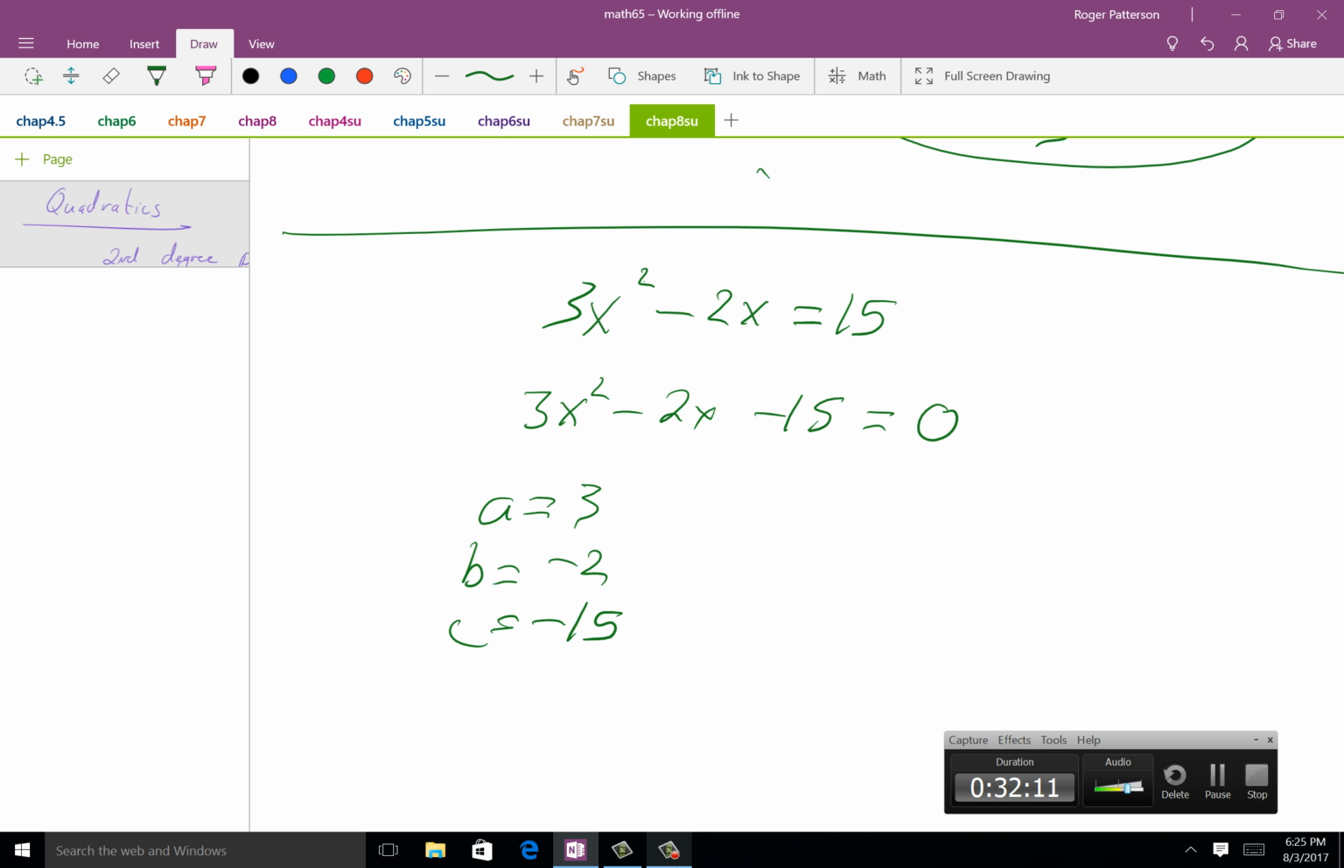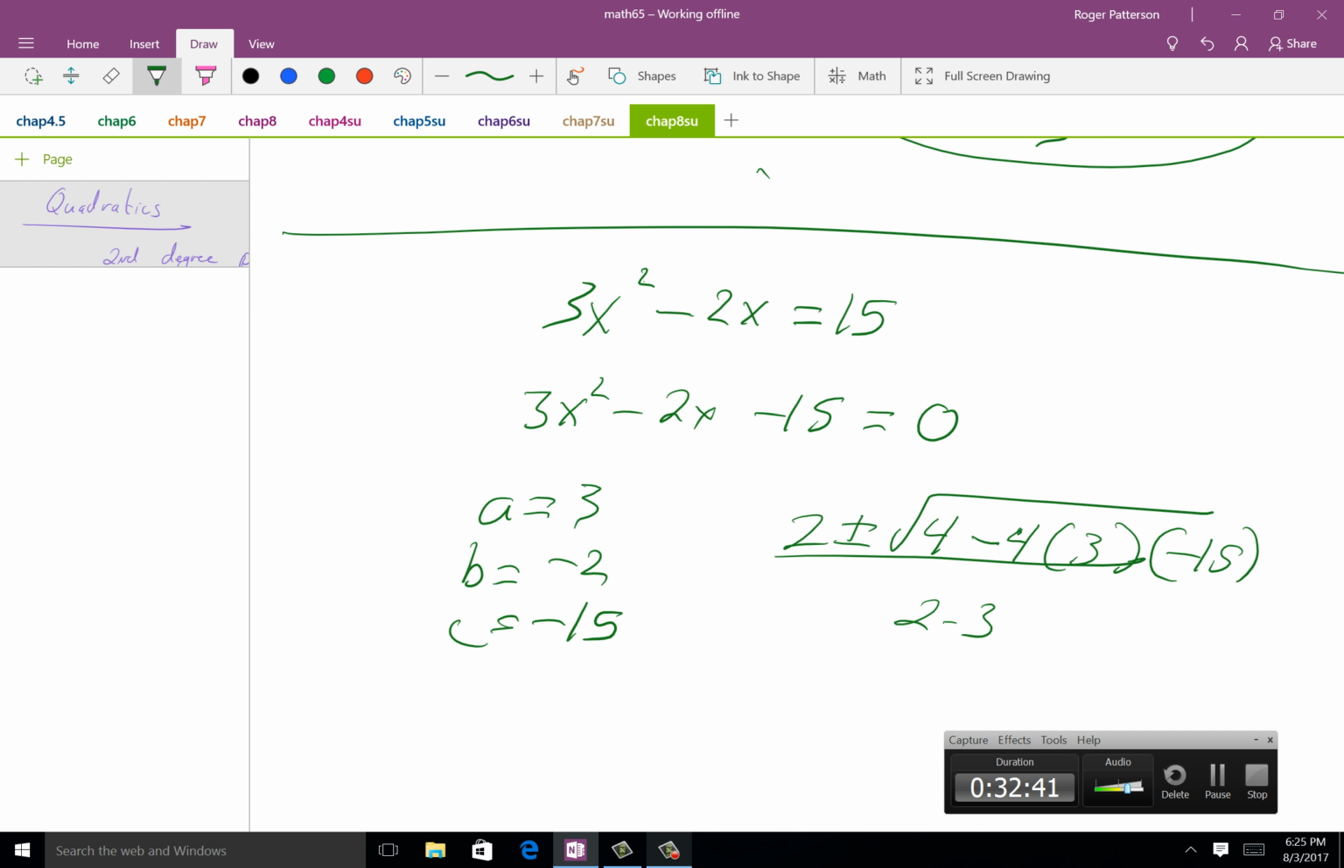Okay, let's see. I'm going to start with this one, so we're going to go. So what do we write first? Take the opposite of b, so what would that be? 2 plus or minus square root of, what are we going to put inside? 4 minus 4 times 3 times negative 15. And this would be 2 times 3, which is 6.